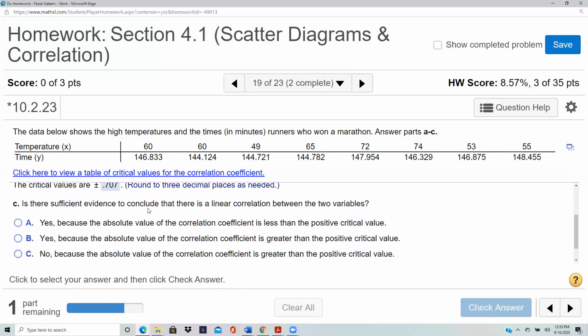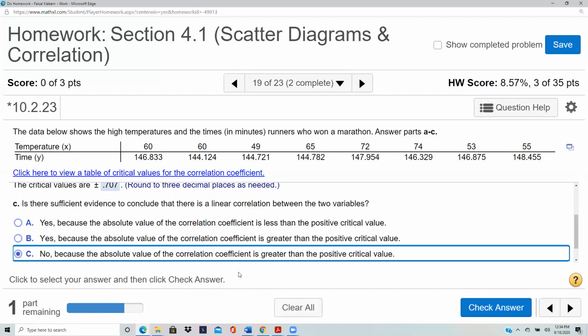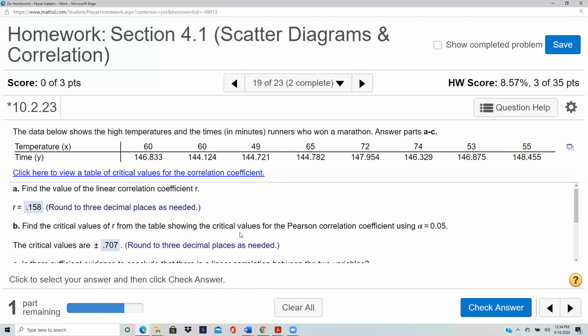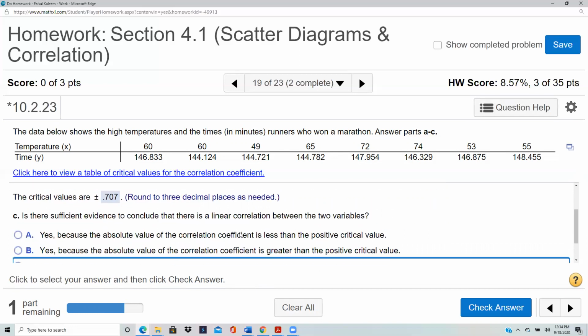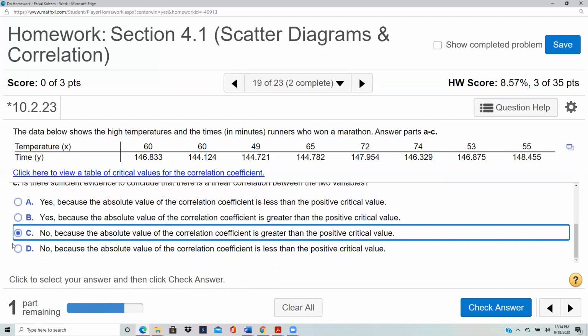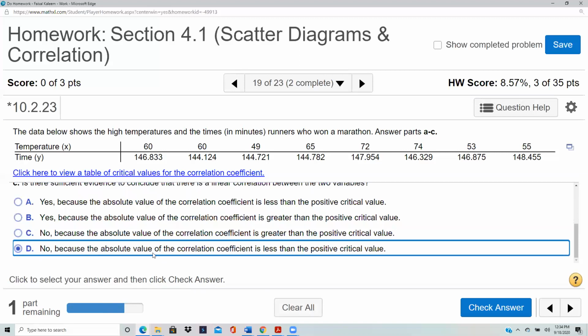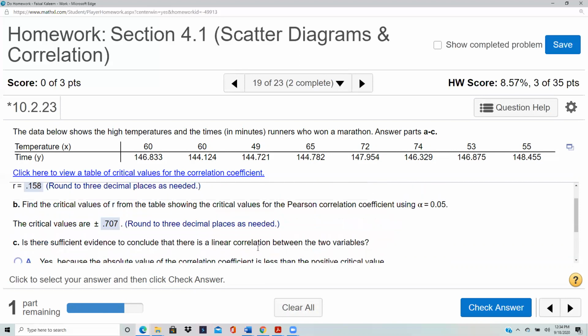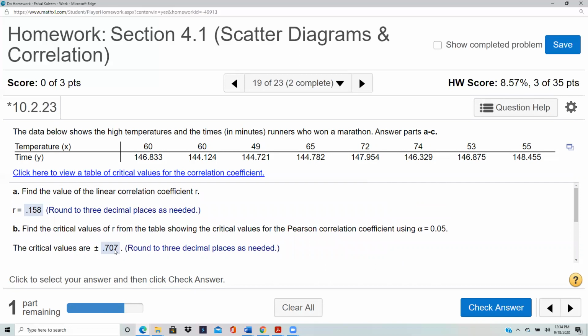So is there sufficient evidence to conclude that there is linear correlation? No, because the absolute value of the correlation coefficient is less than the positive critical value. This one was less than the critical value.